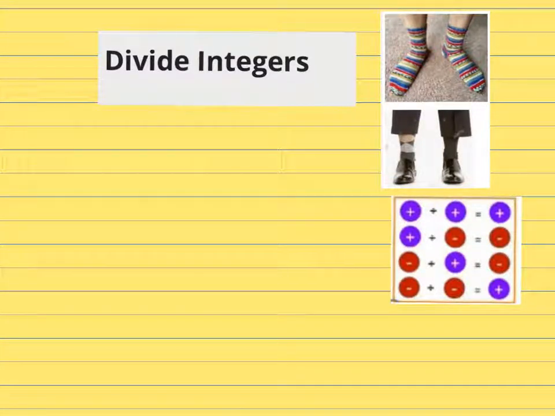How to divide integers. When we look at integers, remember we're talking about whole numbers, and some of the numbers can be either negative numbers, that means smaller than 0, or positive numbers greater than 0. So let's take a look here. Let's do an example problem of how to divide.